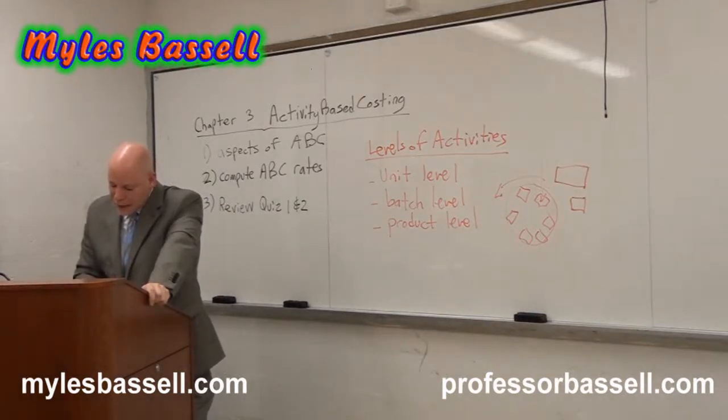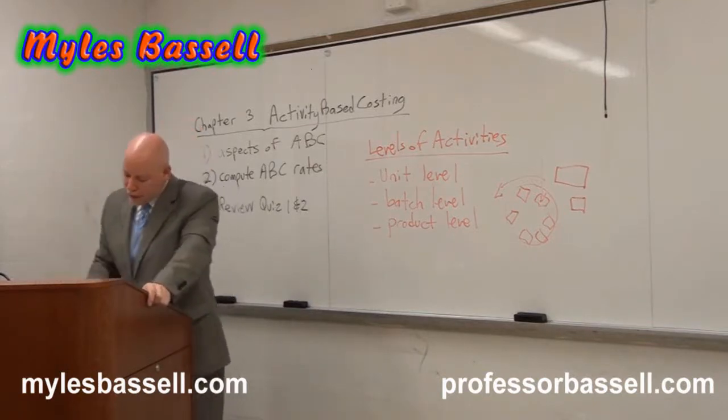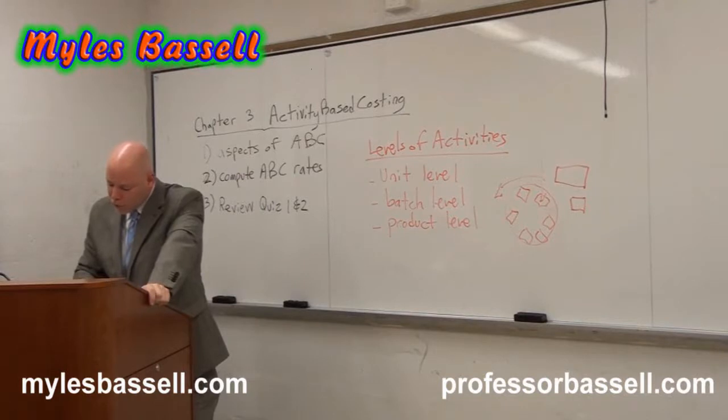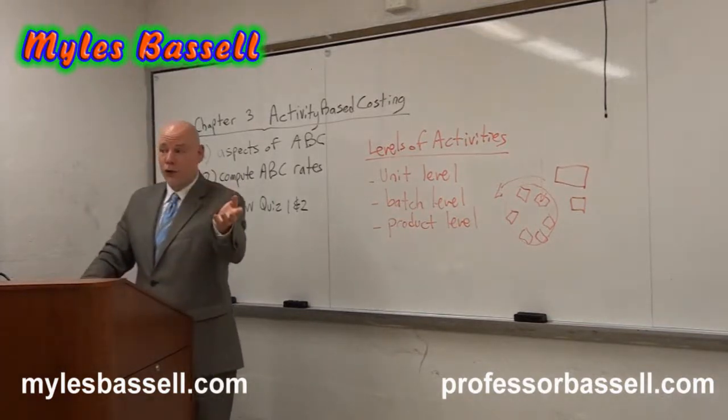Then it tells us that the next activity cost pool is purchase orders. Remember we talked about purchase orders? And it says here that they're looking at the number of orders. They estimate the overhead cost at $90,000, and they expect 1,500 orders.